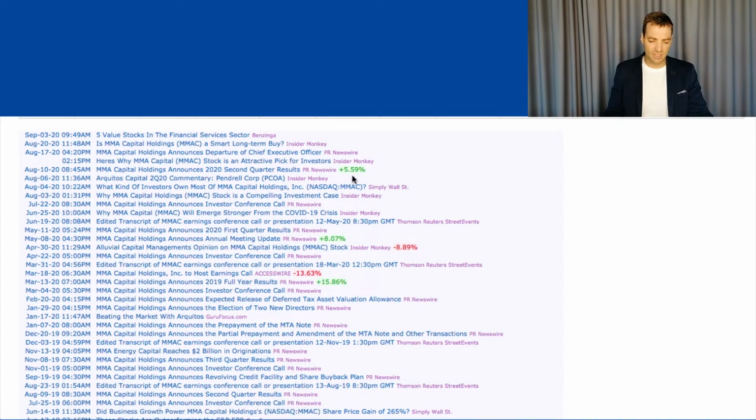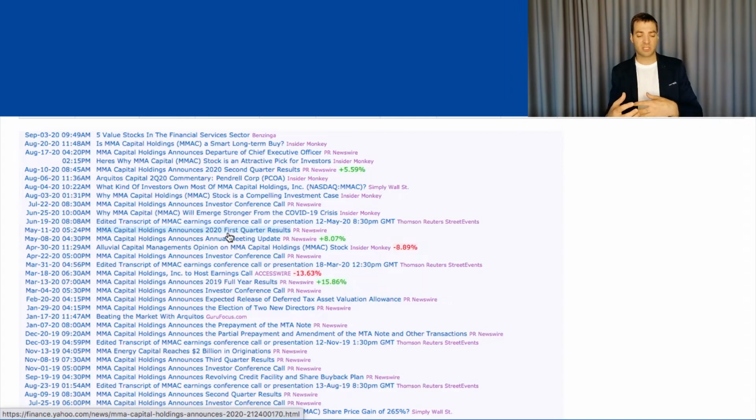And on the right-hand side of each of these articles, it shows whether the share price has moved in that day that the article came out. So we've got a 5.5% move up, an 8% move up, an 8% move down. And what I could do is, let's say this 8% move up, I could read this article about what happened for the share price to go up 8%. And it looks like it announces the annual meeting, and it's obviously the first quarter of 2020 results came out. So they obviously announced their results. It's probably better than expected. So the share price has jumped.